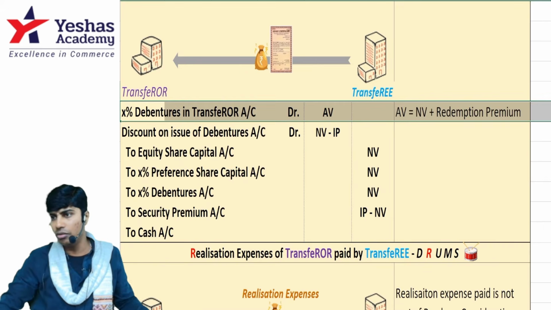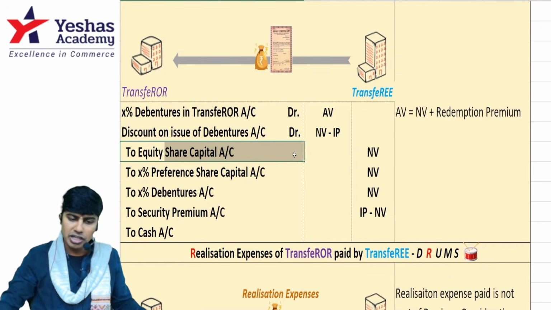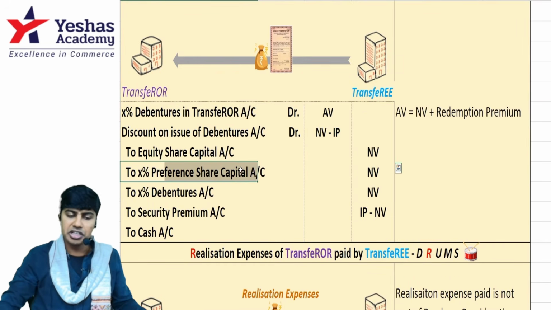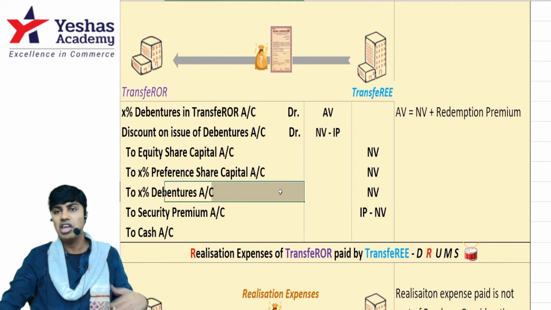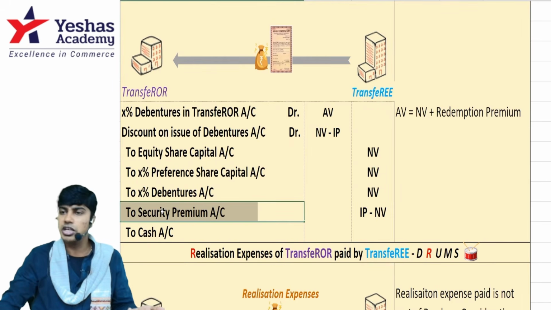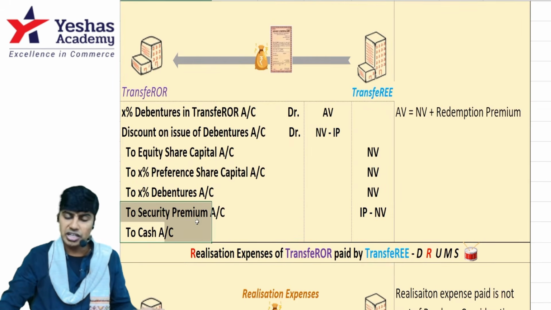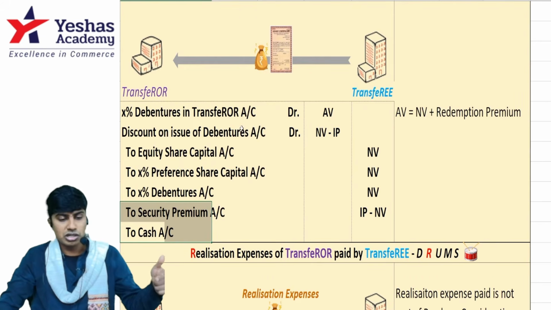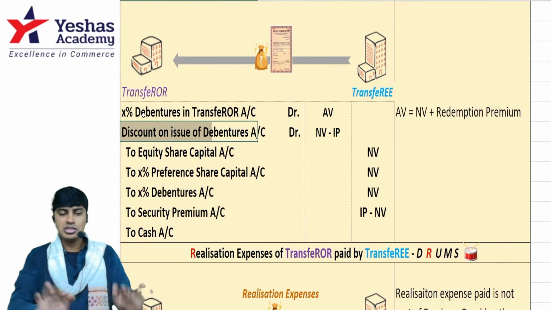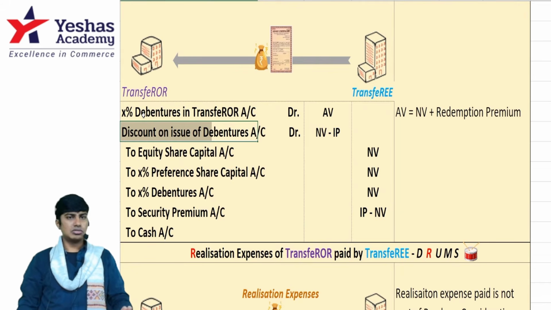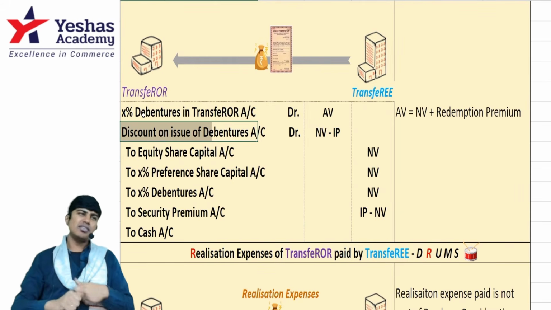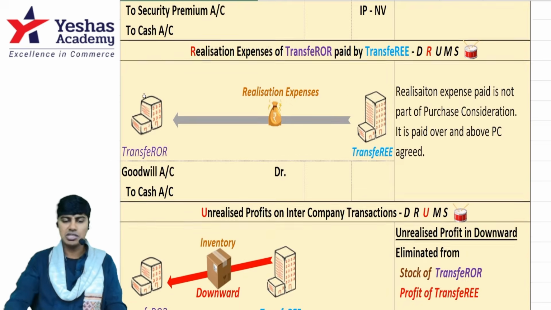Credit whatever you give them. If you give them equity shares, credit equity share capital. Credit preference share capital. Credit debentures. If you are issuing them at premium, credit securities premium. If you give them cash, credit cash. If it is issued at discount, debit discount on issue of debentures. This is the settlement entry for debentures. D. Next, we have R, realization expense.